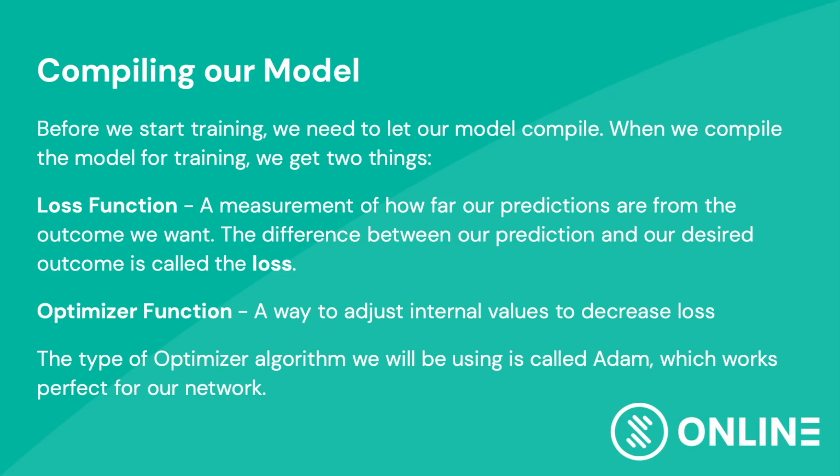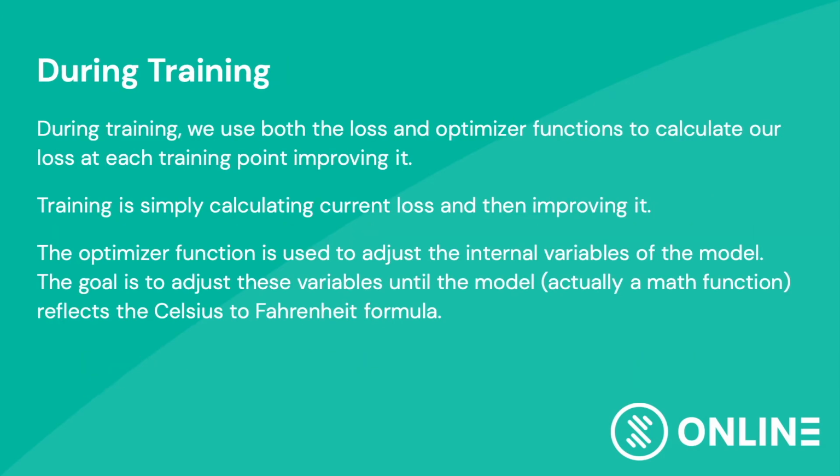But how does it decrease our loss? Because we need to get as close as possible. We use something called an optimizer function, which is a way to adjust internal values to decrease loss. The type of optimizer algorithm we're going to be using is called Adam, which works perfect for our network. And like I said, we're going to be going over a lot of things that you might not understand that will require a little bit more research.